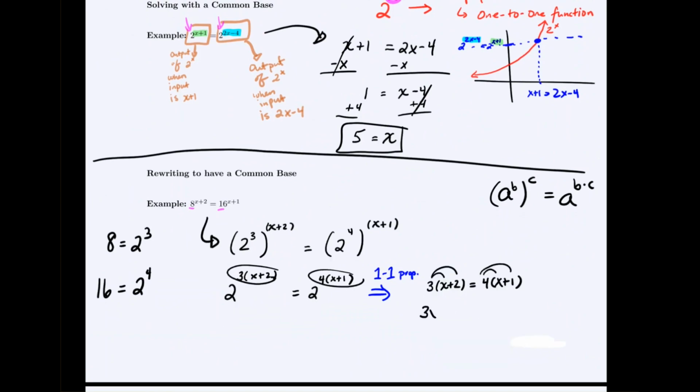So we have 3x plus 6 equals 4x plus 4. Okay. Subtract 3x to both sides. Subtract 4 from both sides.